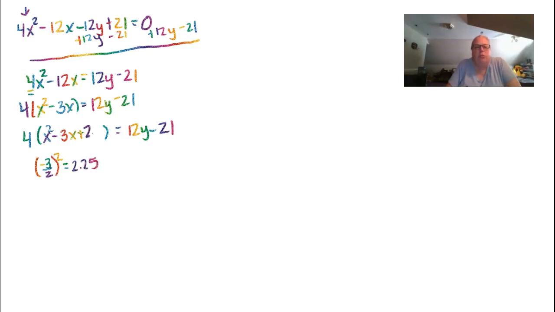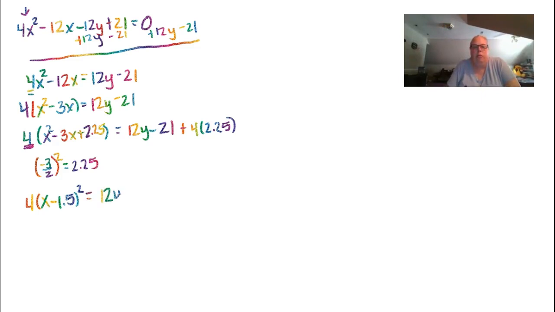So I'm going to add 2.25 to this side, and to the other side I'm going to add 4 times 2.25. And the reason is because of this 4 out here outside of the parentheses. Okay, over here on the left, we know that's going to factor. It actually factors into x minus 1.5 times x minus 1.5. Well, we can write that as x minus 1.5 squared.